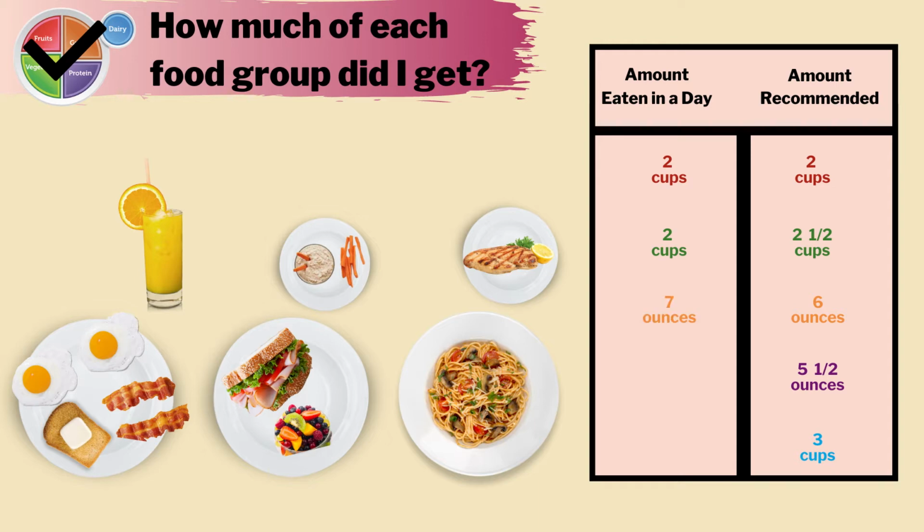For the grain food group, I included grains at my breakfast, lunch, and dinner. The grains I ate were the toast from breakfast, bread on my sandwich, and my pasta at dinner. In total, the amount of grains I ate adds up to 7 ounces.